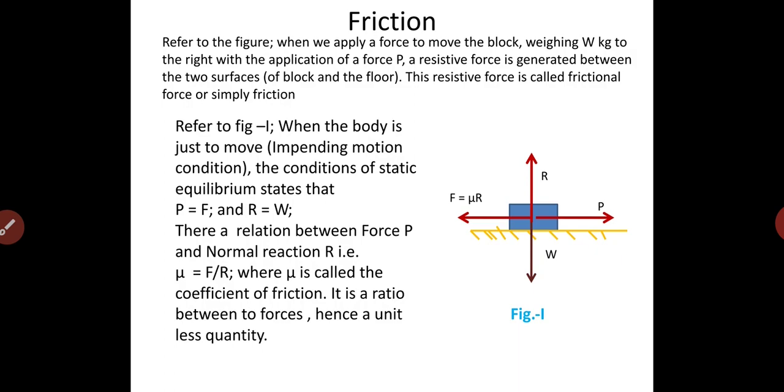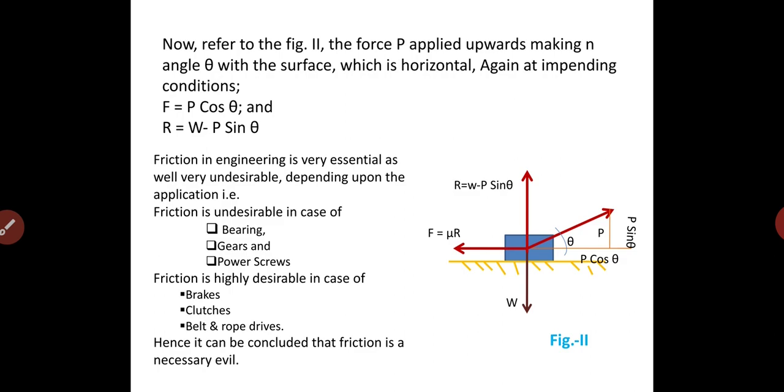It is a ratio between the friction force and the normal reaction, hence a unitless quantity. Now refer to figure 2. The force P is applied upward making an angle theta with the horizontal surface. Again at impending condition of motion, F equals P cos theta and R equals W minus P sin theta.